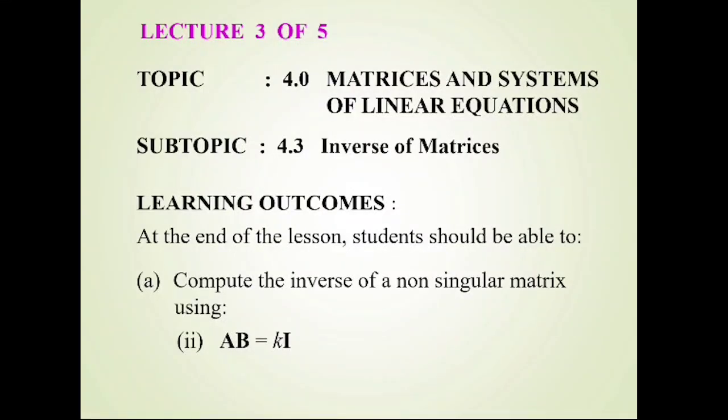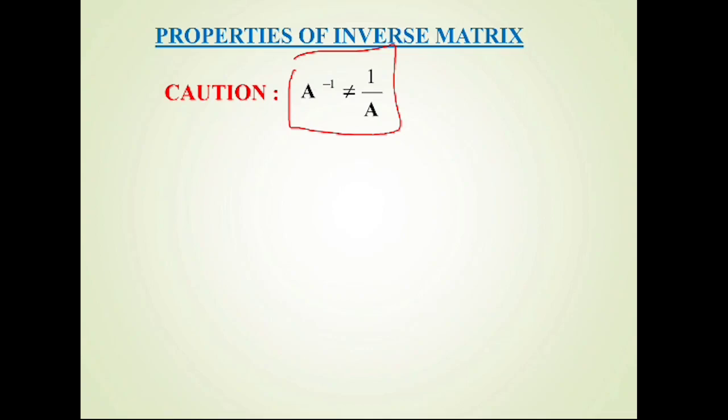Hi, in this video, we will learn about finding the inverse of a non-singular matrix using the equation AB equal to kI. Please do take note that A inverse is not referring to 1 over A. A inverse means the inverse matrix. There are a few properties of inverse matrix that you have to know.